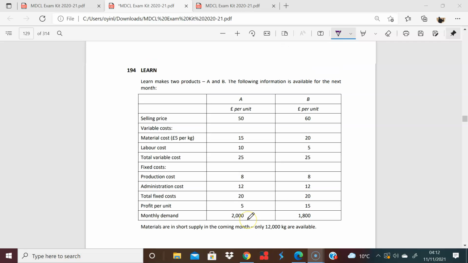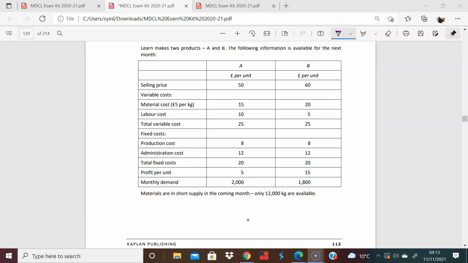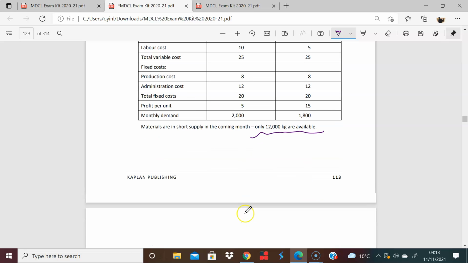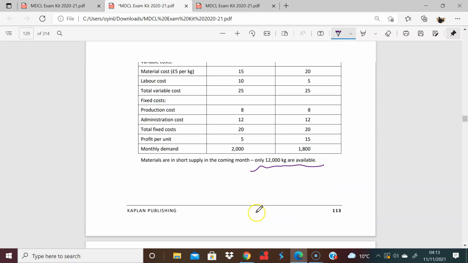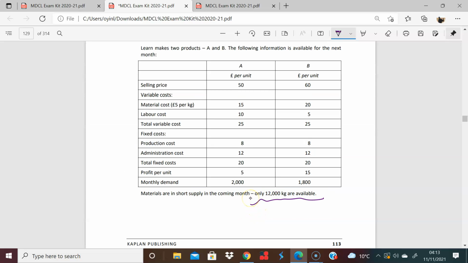Right, let's jump in. Again, like I said, similar principle, but this time what's limited are these kilograms, your material. But we go through the same process again. Let's see if they've given us a document to work with. Oh, no, they haven't. So they just tell us to basically go out there and find contribution first. Remember, this is in the short term, so we don't consider any fixed costs.